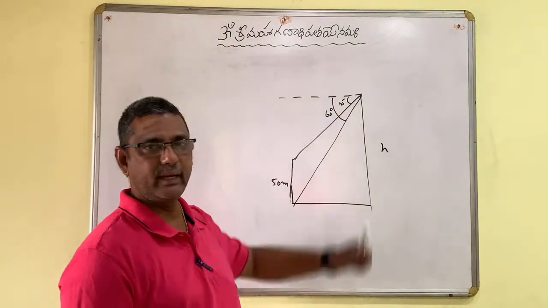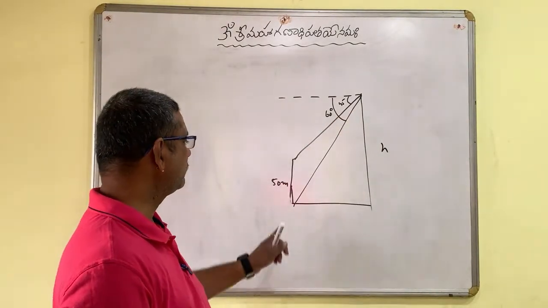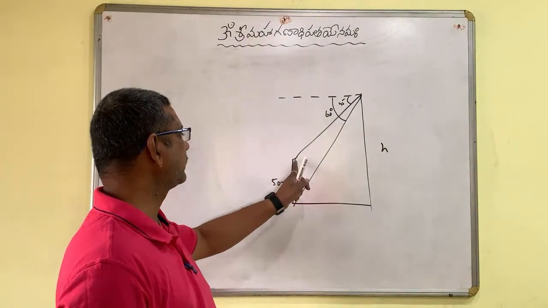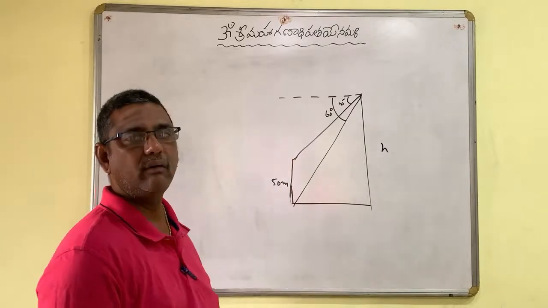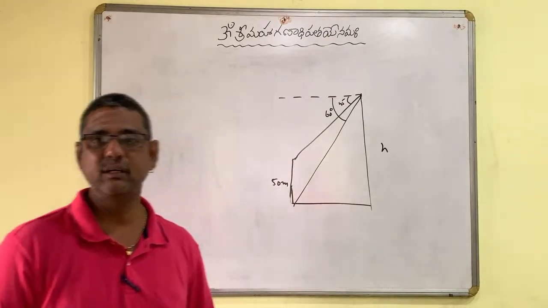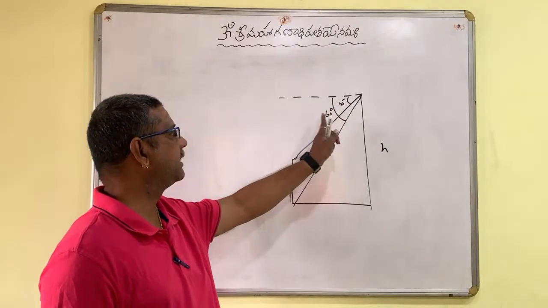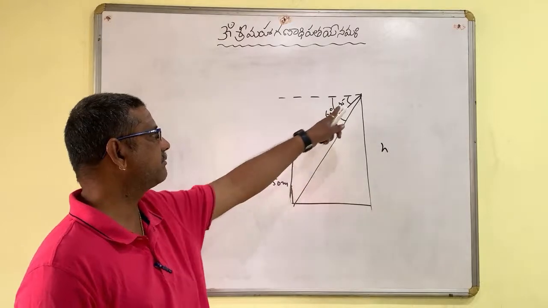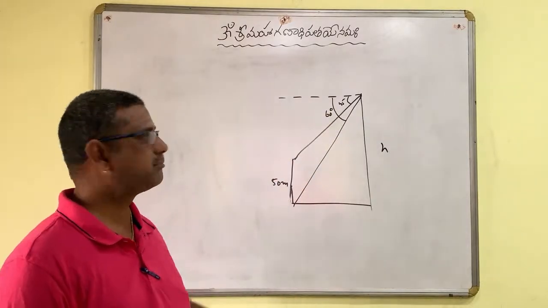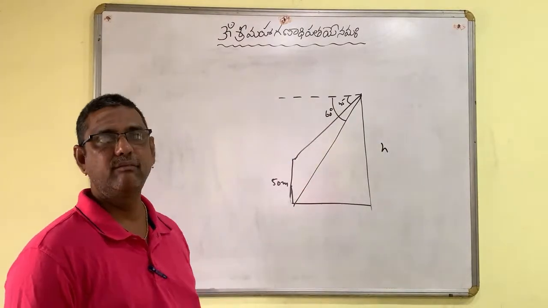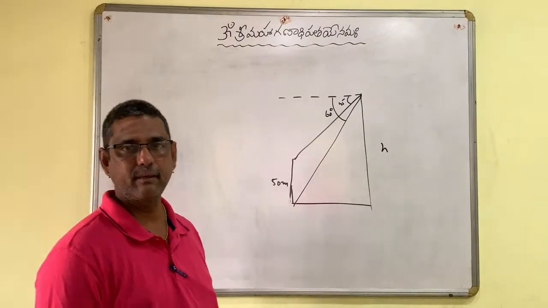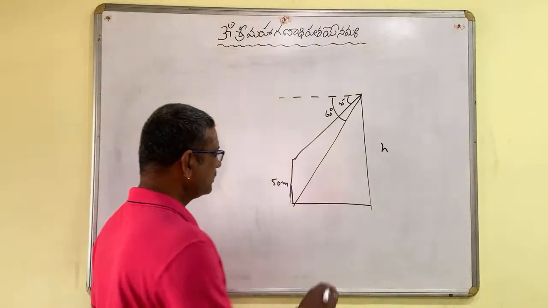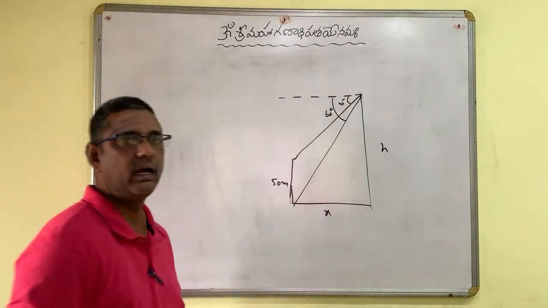From the top of the tower, we need to find the angle of depression of the top and bottom of the 50 meters high building, which is given as 45 degrees and 60 degrees respectively. Angle of depression of the top is 45 degrees. Angle of depression of the bottom is 60 degrees. We need to find the height of the tower as well as the distance between the building and the tower.